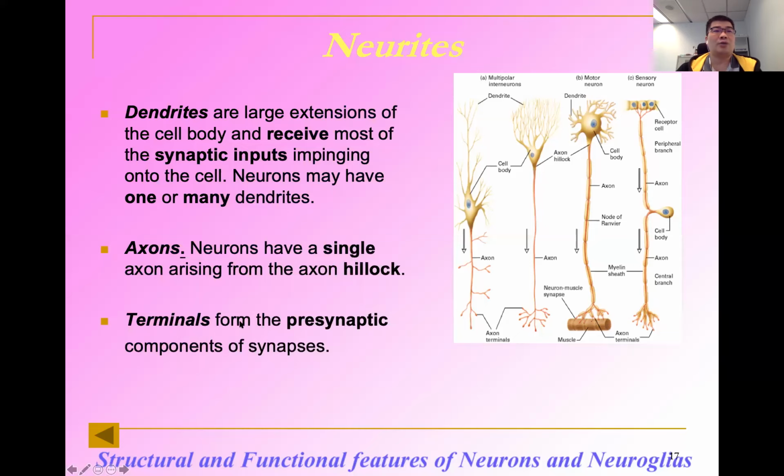Now, terminals form the so-called presynaptic components of the synapse. So synapse, remember, is the connecting point between the neurons. So the axon will synapse with the dendrite or the cell body. When we talk about the synapse, we will have a more detailed discussion about the structure. The synapse actually is a very specialized structure in the neurons that modulates the activity. It is very simple in that we mainly talk about the structure of it.